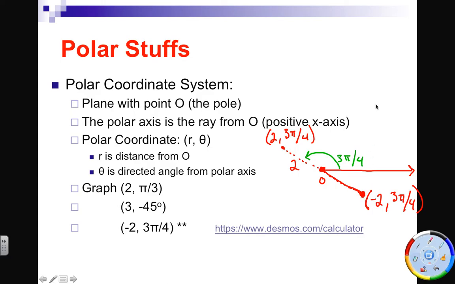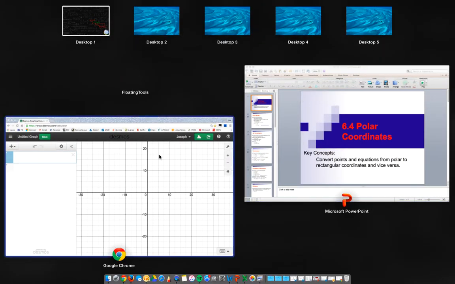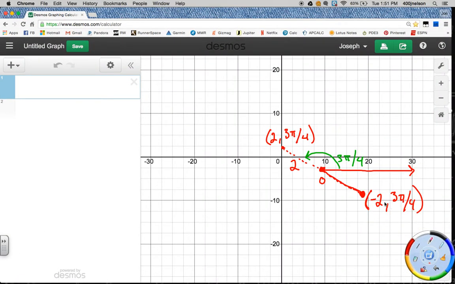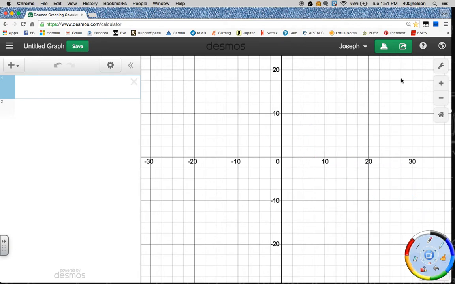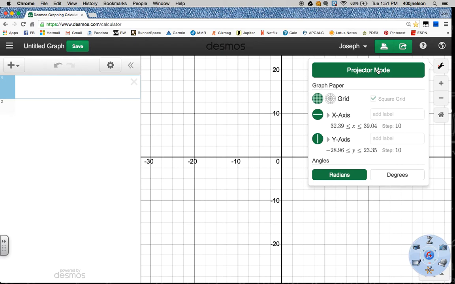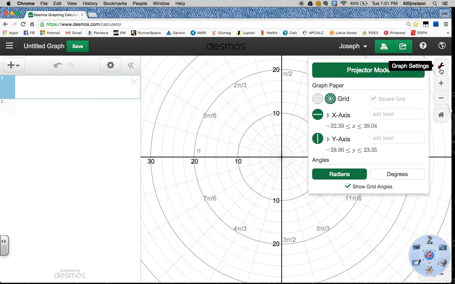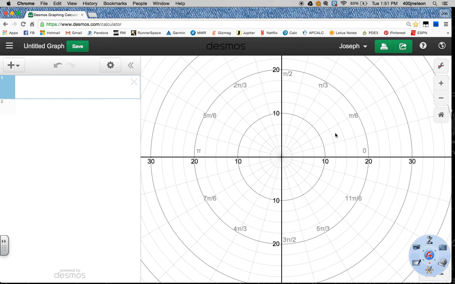So let's take a look at what Desmos is going to do here. If you go to Desmos, usually it's just desmos.com, it's going to start off as a rectangular grid, but you go to this little wrench up here, and you can change things to this circular grid. This is a polar coordinate system.